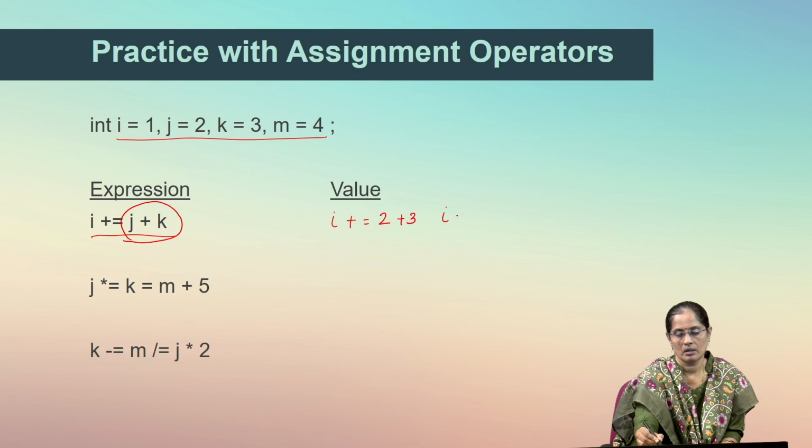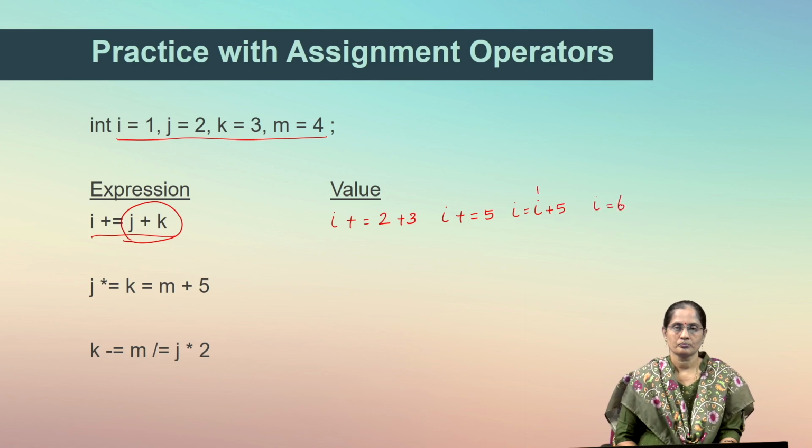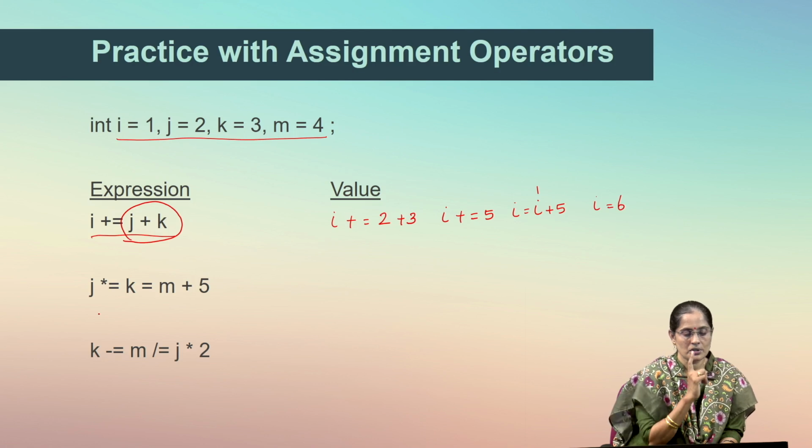So, it can be rewritten as i plus equal to 5, which is actually equivalent to i equal to i plus 5. So, we substitute the value of i here, which is 1. So, we will be getting the result as i equal to 6. So, this is the way that the shorthand assignment operator plus equal to operates.